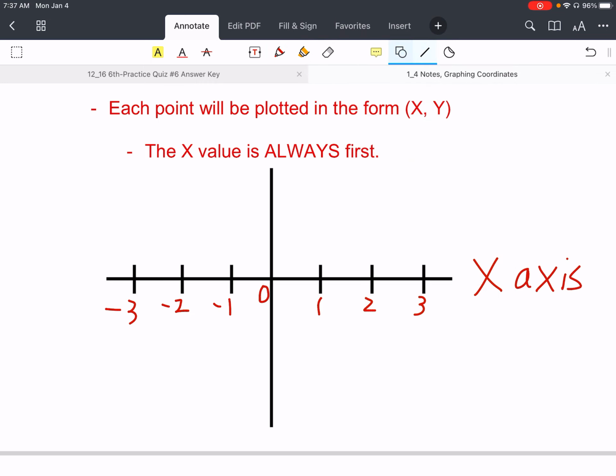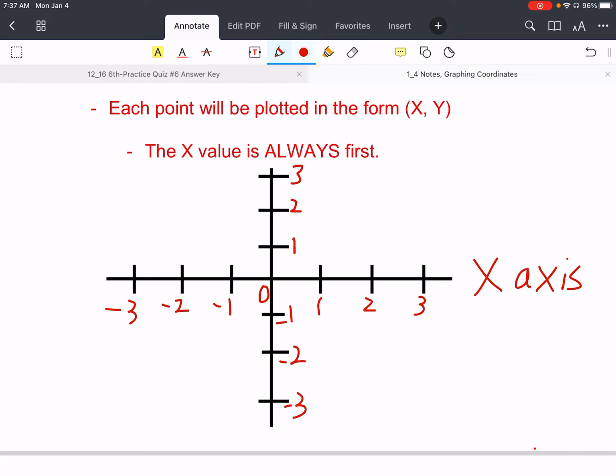And now we're going to work with our vertical number line. And the 0 in the middle is going to stay the same. And vertically, we have 1, 2, 3, -1, -2, and -3. So we have our two number lines that have intersected, and we have our four quadrants, or our four squares, where we could possibly put points.